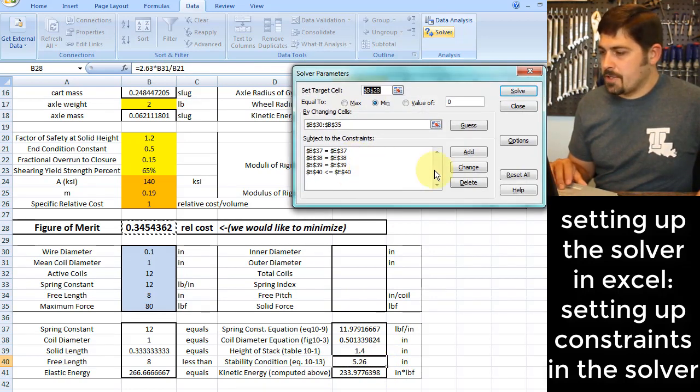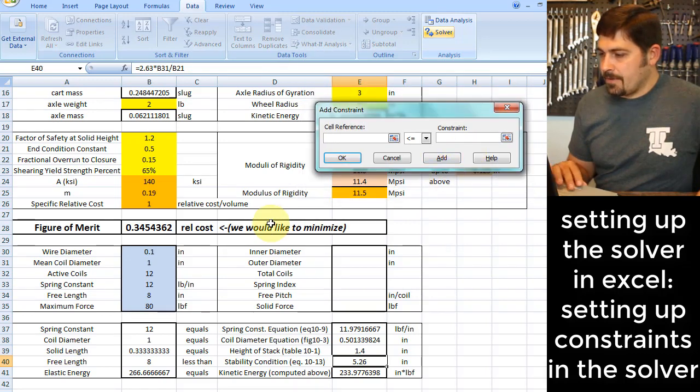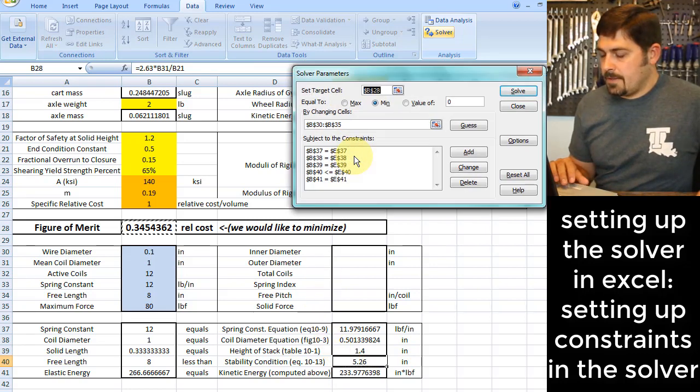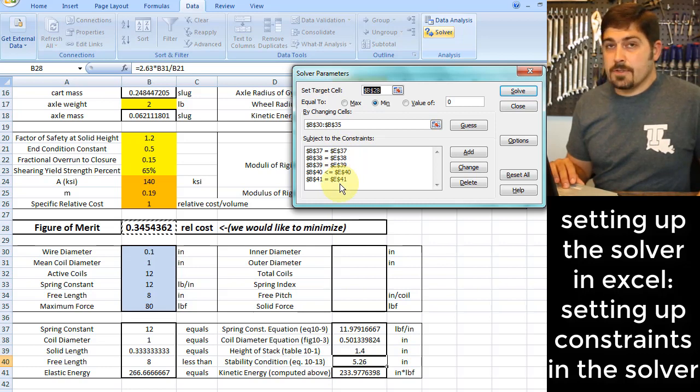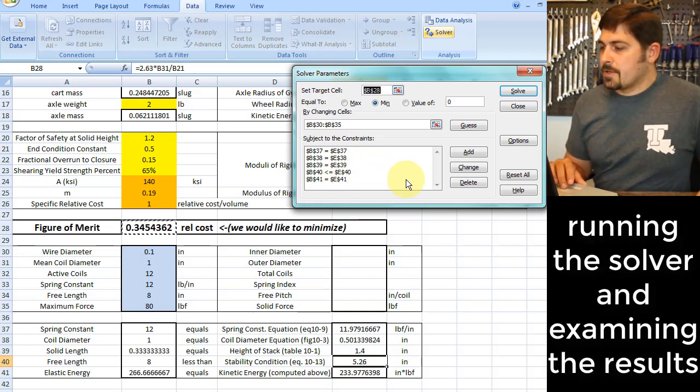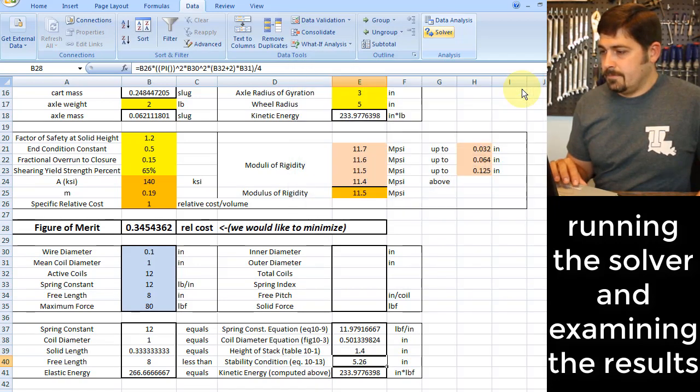And that adds that equation. Now we can add another one. We can put in this reference, only we're not going to make it less than or equal to, we're going to make it equal to this other constraint. All right? So that should be relatively simple to understand how to put in those constraints. And once you put in those constraints, you just hit solve.